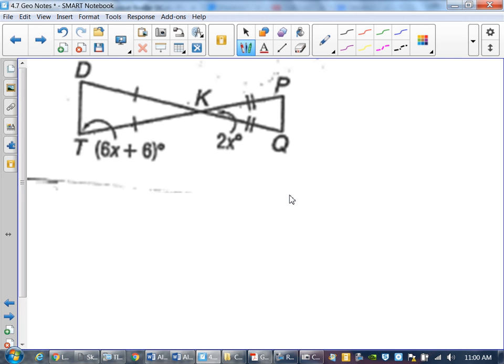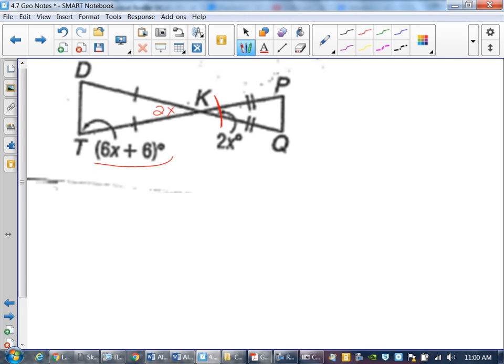Again, we get to this problem here. What type of triangles do we have? A bow tie. We have isosceles, and you're already yelling bow tie, which means if this is 2x, what's this? 2x. Good.